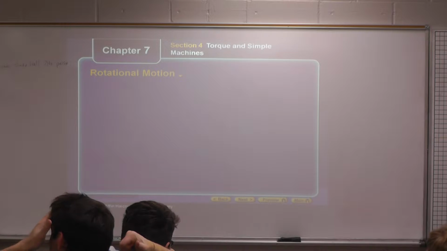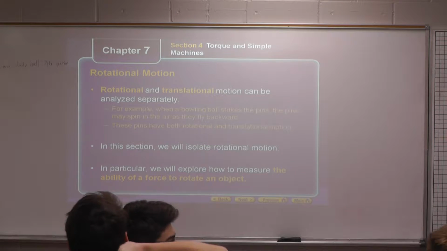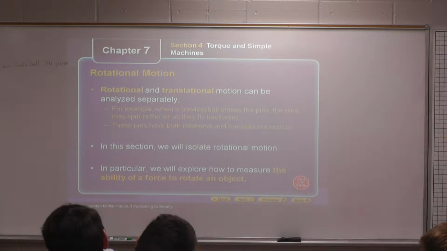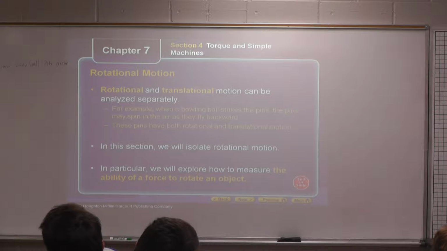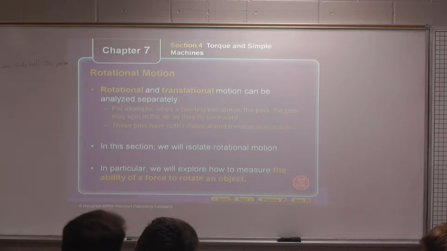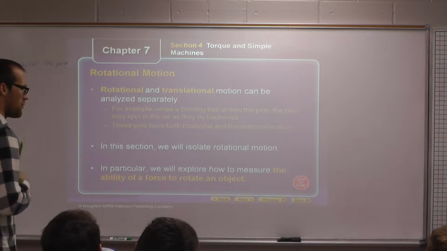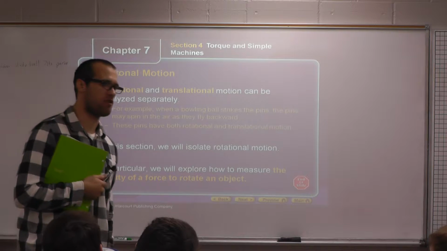Okay, so rotational motion. Here they talk about two types of motion, rotational motion and translational motion. Rotational motion is what it sounds like, when you're rotating. Translational motion is straight line motion. They go on to say that you can analyze these separately. They give you an example of when a bowling ball strikes the pin, it could move straight back, but the pin could also what?